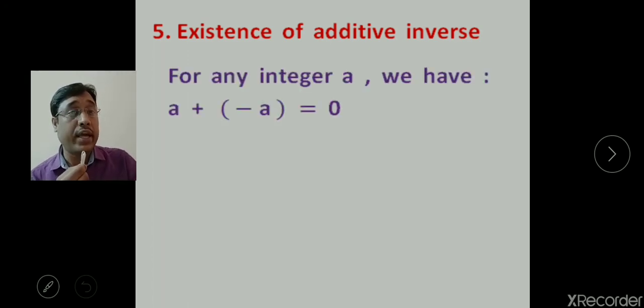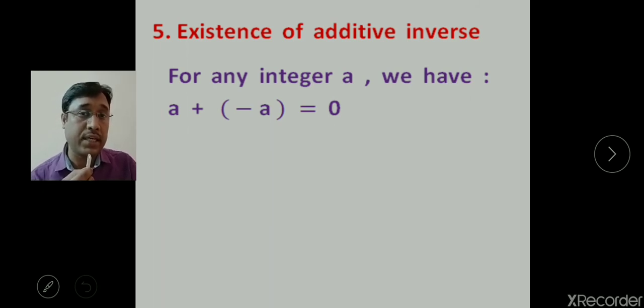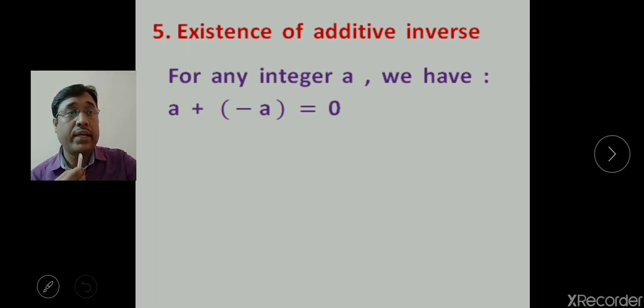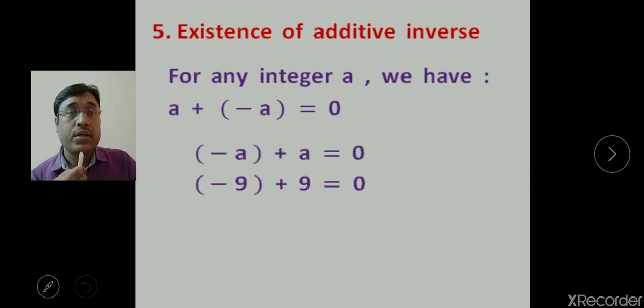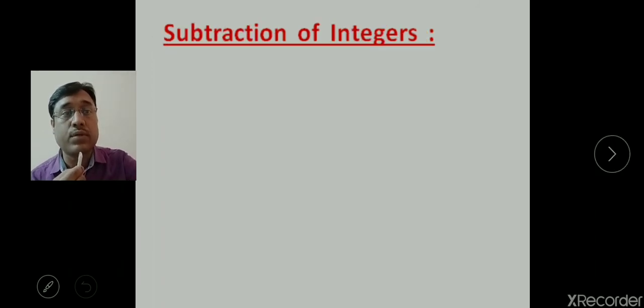For any integer a, we have minus a also, which is the additive inverse of a. We all know that the additive inverse of a is minus a, and the additive inverse of minus a is plus a, and in this condition their sum is always 0. That means the sum of an integer and its additive inverse is always 0. Such as here in the example, we can see minus 9 plus 9 is also 0.